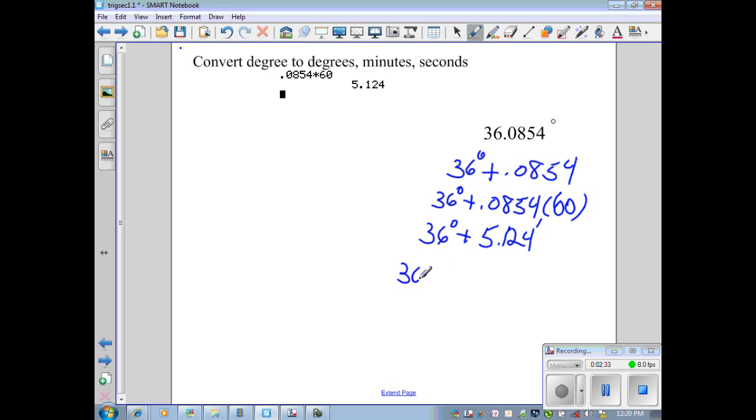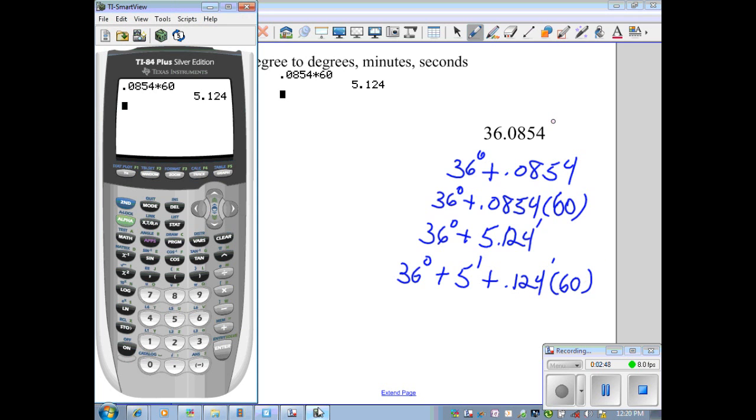36 degrees plus 5 minutes plus 0.124 minutes. Now what we want to do is convert that into seconds. So we'll multiply that by 60 again. Using our calculator, 0.124 times 60.